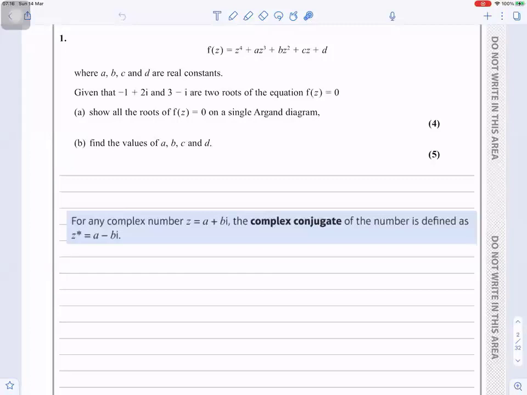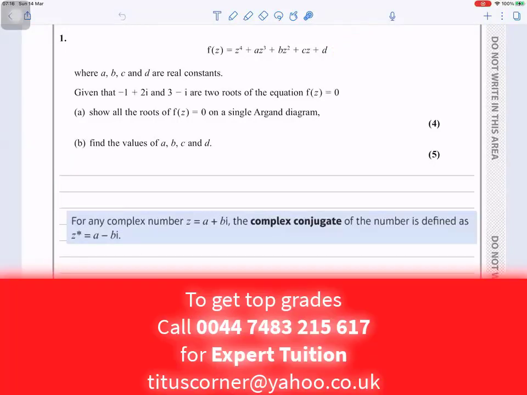Question number 1. f(z) is equal to that expression there, where a, b, c, and d are real constants. Given that -1 + 2i and 3 - i are two roots of the equation f(z) = 0, show all the roots of f(z) = 0 on a single Argand diagram and find the values of a, b, c, and d.